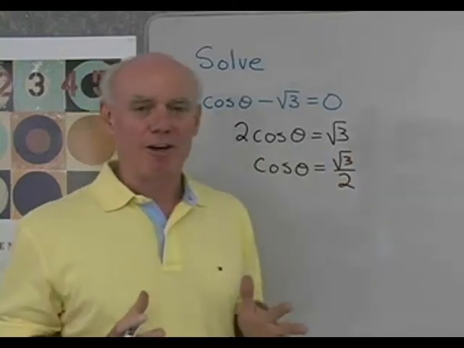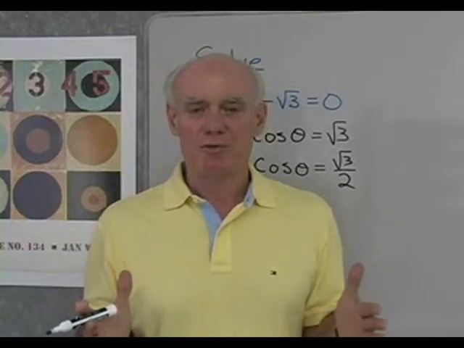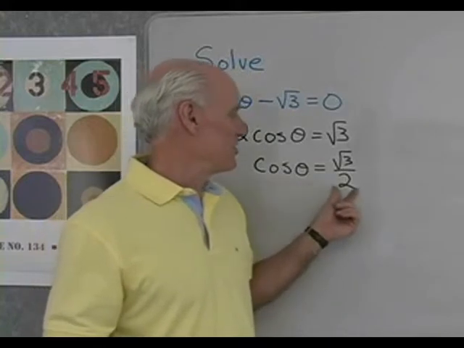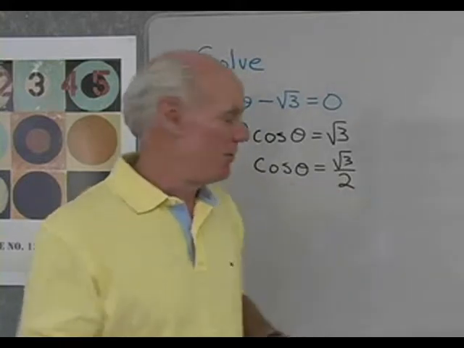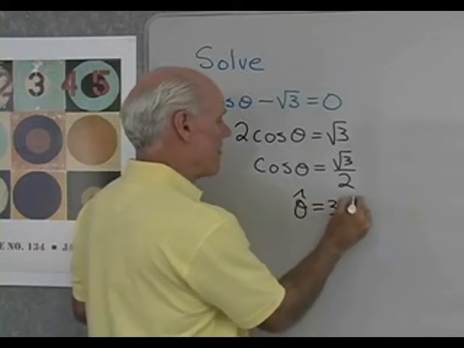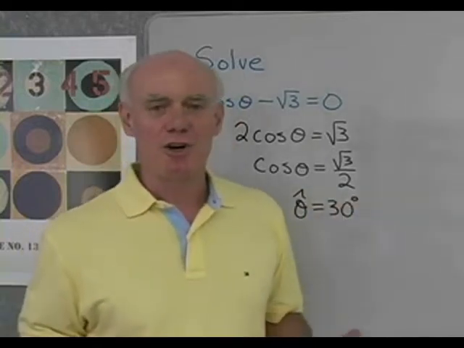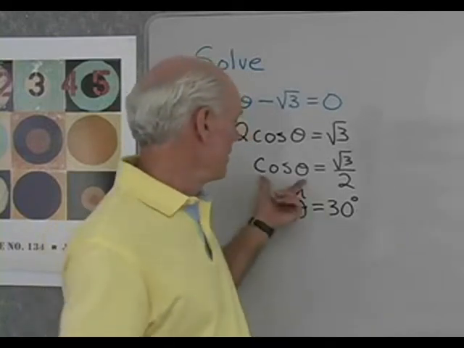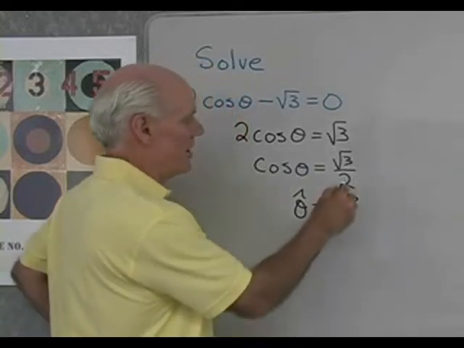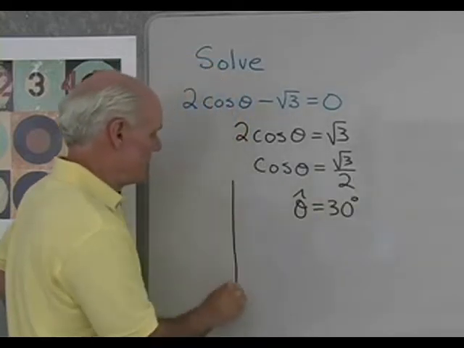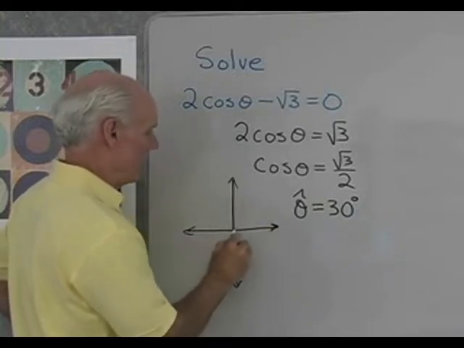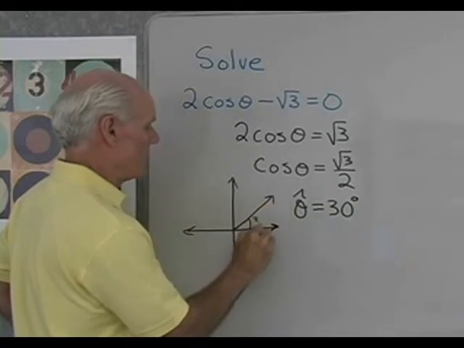Okay, so I'm looking for all values of theta, first of all, between 0 and 360 degrees that make this a true statement. The fact that cosine theta is square root 3 over 2 tells me that my reference angle in this case is going to be 30 degrees. Then I ask myself, where is cosine positive? Cosine theta is equal to positive square root 3 over 2, so where does that happen? Well, cosine theta is positive in quadrant 1. So 30 degrees in quadrant 1.